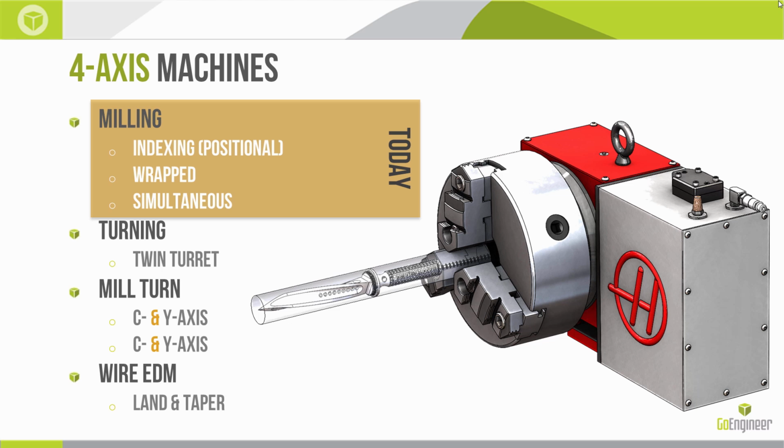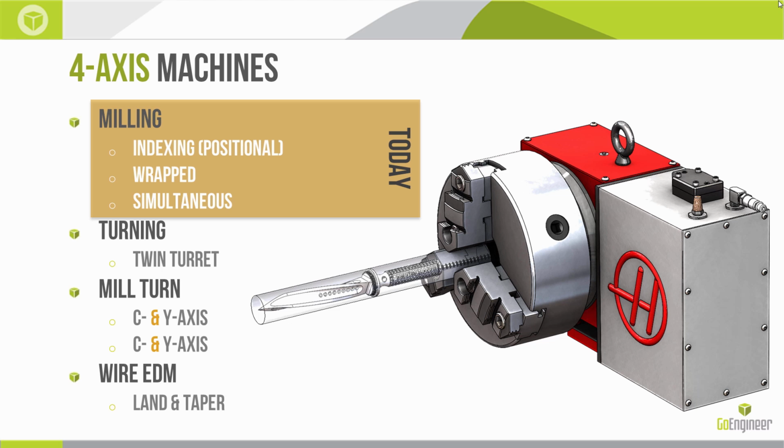There are other types of machines that are also capable of four-axis. In turning, you can get four-axis by having both a front and a rear turret, so you have a 2+2 setup. In a mill-turn machine or a lathe with live tooling, you can get to four-axis either through your live C spindle and a Y-axis, or your C spindle and a W-axis, a sub-spindle. And even wire EDM can get four-axis, and that's usually set up as what's called a land and taper. That's two XY mechanisms stacked together so you can create tapers. But today we're going to be talking about four-axis milling.